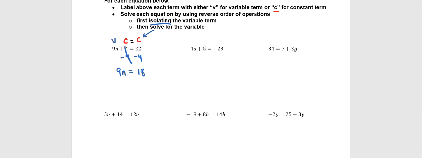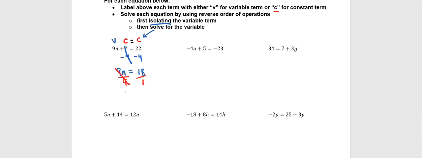So when we move forward from here, we are now faced with a one-step equation. And that one-step equation now requires me to undo the multiplying that occurs between the 9 and the n by dividing on both sides. So I'm going to divide 9n by 9. I'm going to divide 18 by 9.